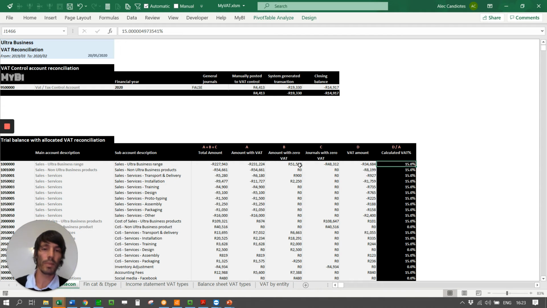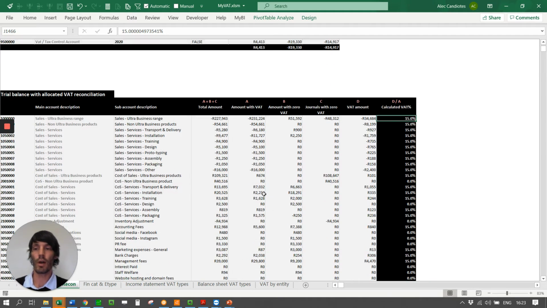Now you see everything is swapped to 15. It says there's 227,000 Rand of revenue in that account, of which 231,000 is actual amounts with VAT. These two amounts are split between amounts with zero VAT and journals, and then this is your VAT that we've been able to reconcile based on that amount there, and that's exactly 15% now. So now you've got full detail of a period, where you can say these are all of my VAT amounts, that's all my amounts on my trial balance, and this is how it's been split.